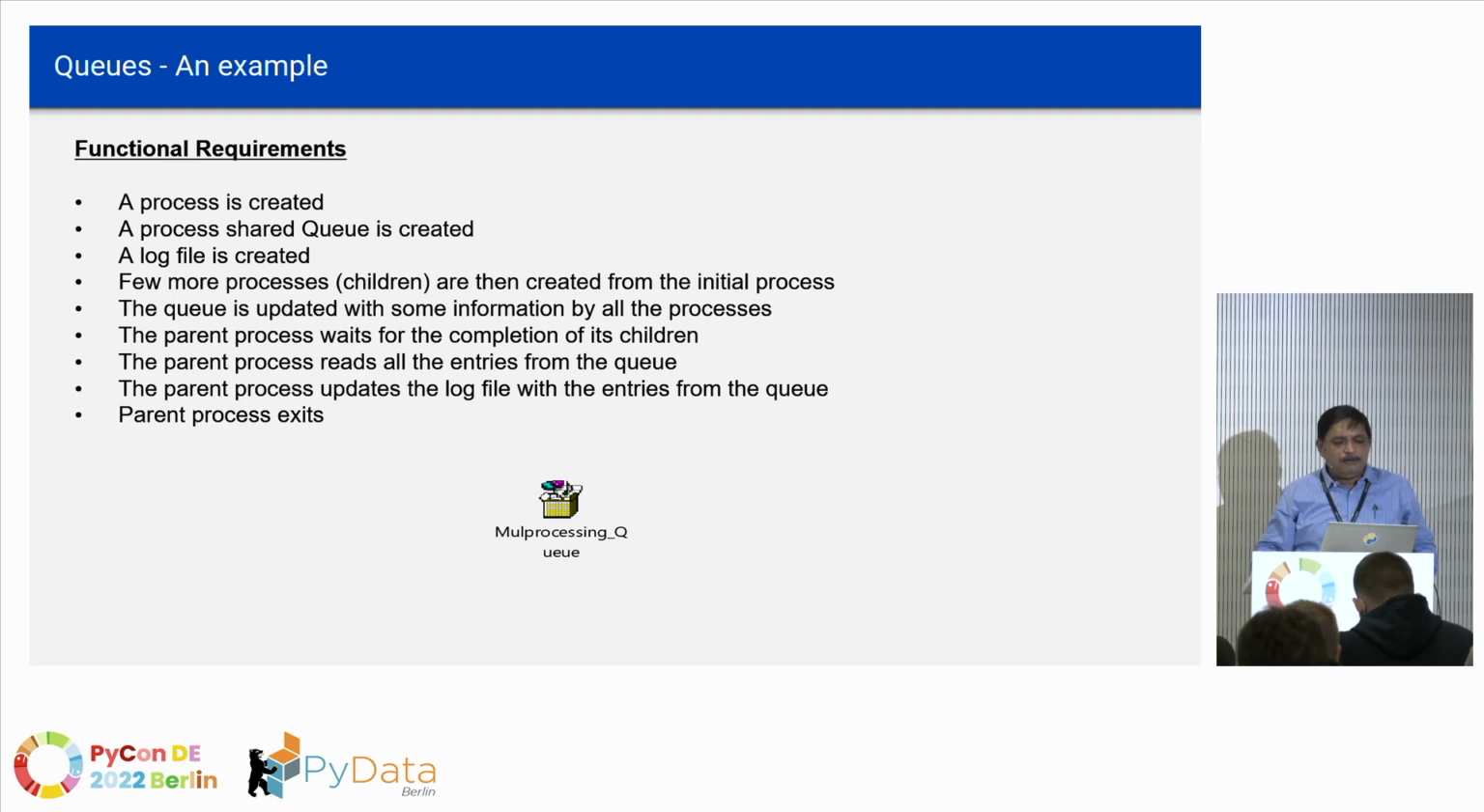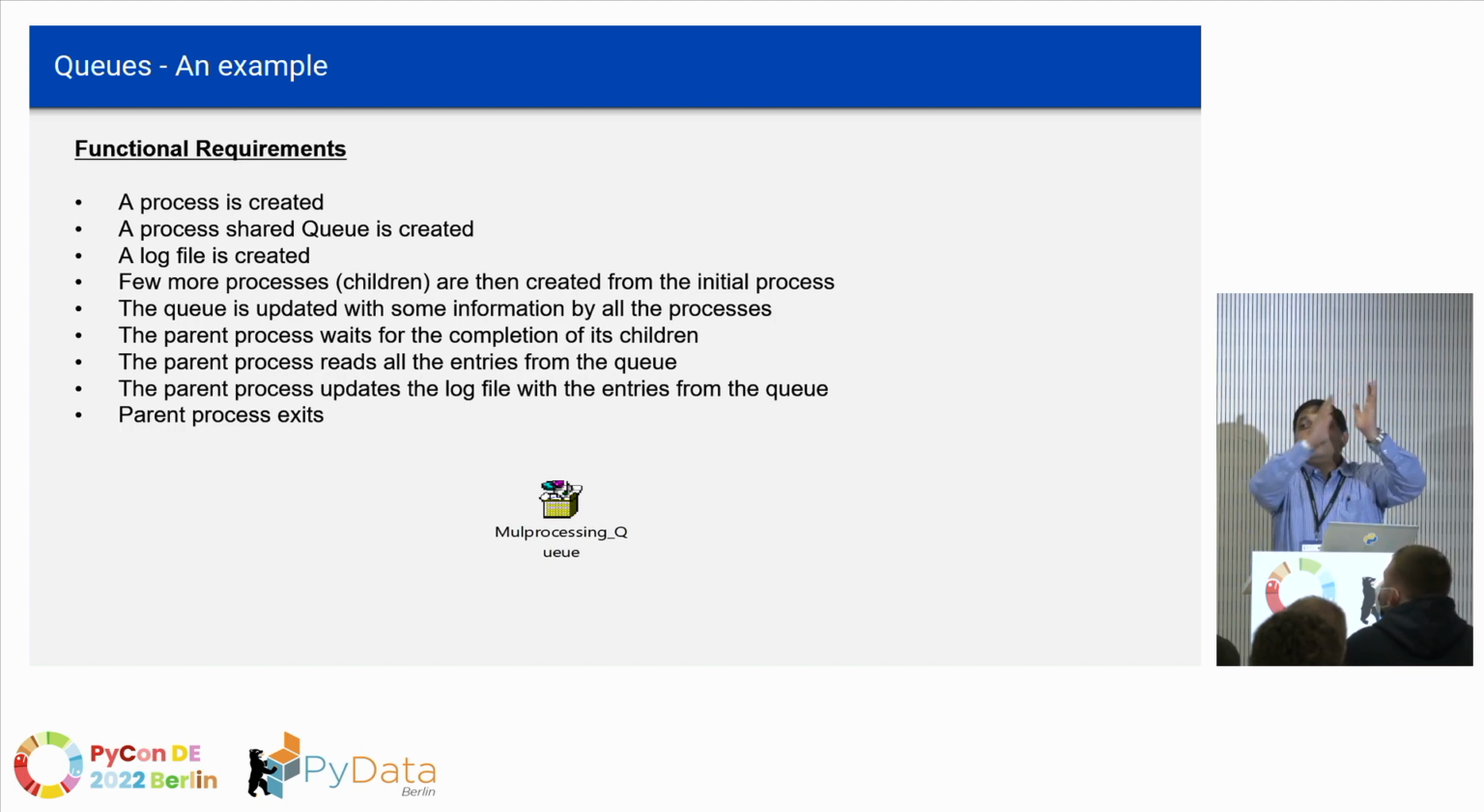So what's the functional requirement? A process is created. A process shared queue is created. Pipe was also process shared by default. This queue is process shared by default. So these are the IPCs. Why? Because two processes, as we discussed initially, don't share anything. They are by default distinct by the operating system design, but in these cases, these things are shared. So multiple processes can use that queue.